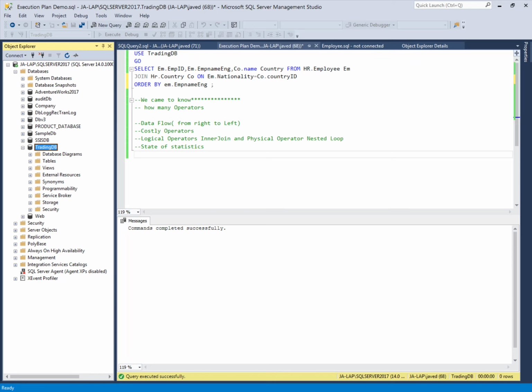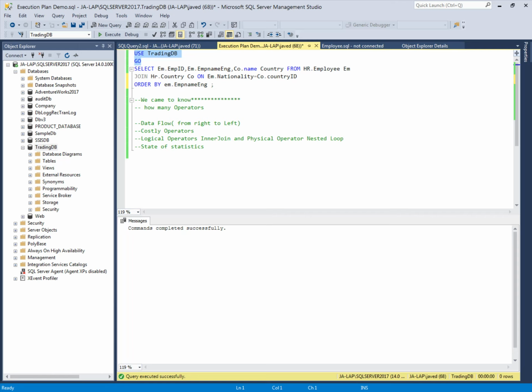This is the query analyzer, and we are using our trading database. In this trading database, we will execute this query by using two tables. We will use the employee table, which we already created, and we will join this table with another table, country, and we will retrieve the employee ID, employee name, and the country name of the employee. So we will first generate the estimated execution plan for this query.